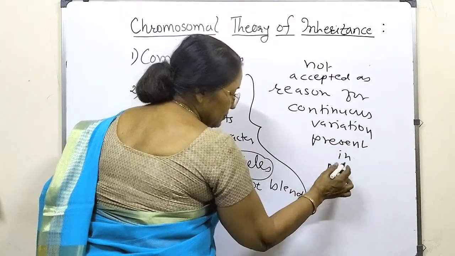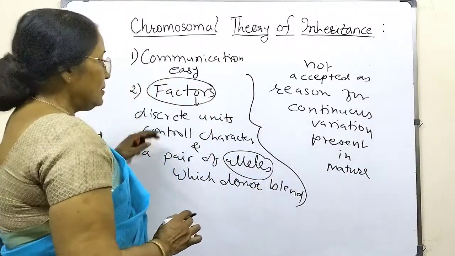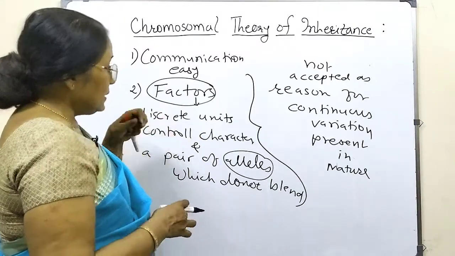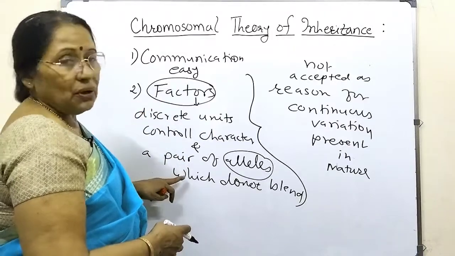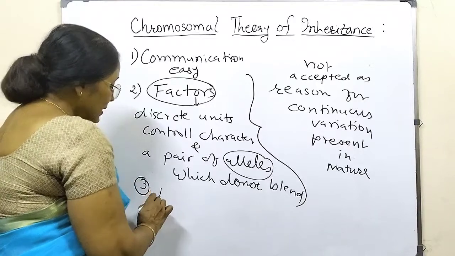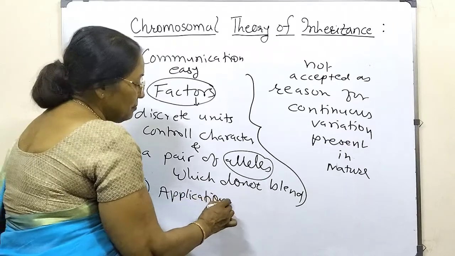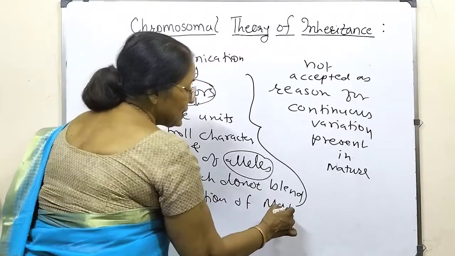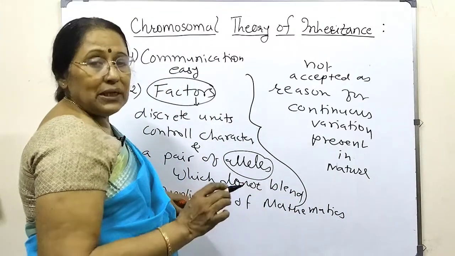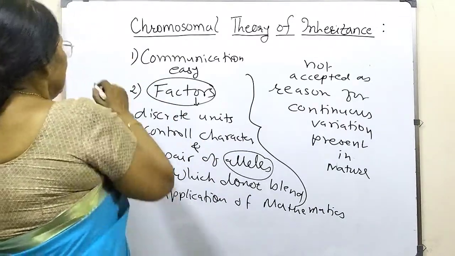Nature में जो ये continuous variation observe करते हैं हम, उसका reason they didn't, the contemporary scientists, they didn't accept that it is the factors or this pair of alleles. Third, Mendel's application of maths and statistics in biological experiments was totally new, and this was also not accepted by the scientists.